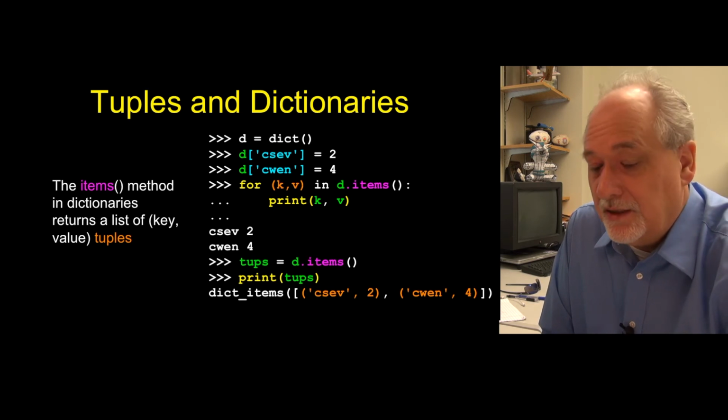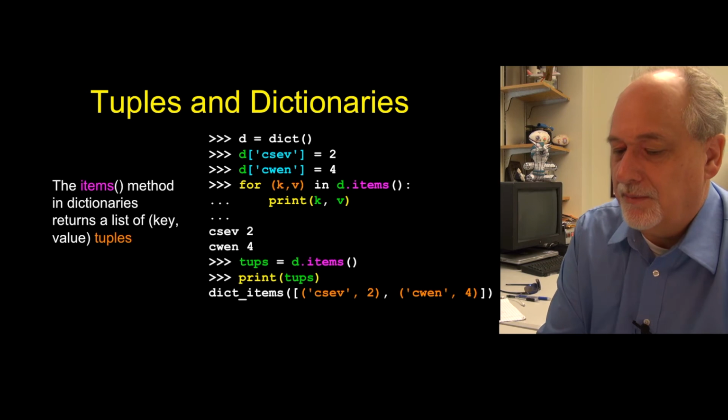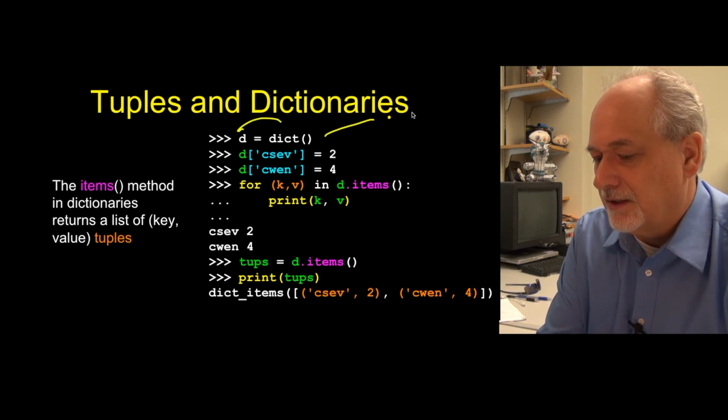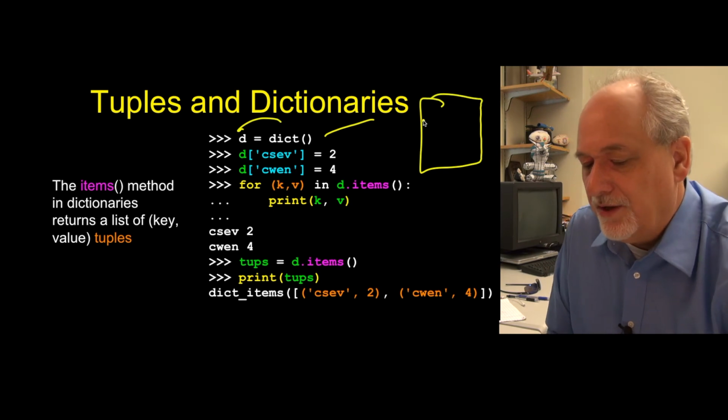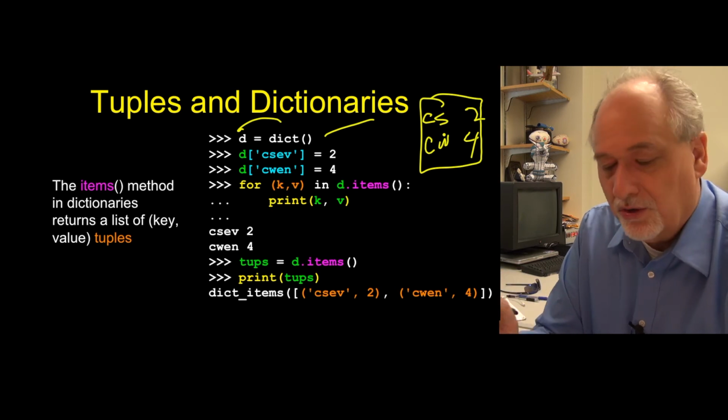Tuples are also related to dictionaries, as we've seen in the previous chapter. So here we make a little dictionary. We make an empty dictionary by constructing an empty dictionary, stick it in D. So D is sort of like this place that can hold key value pairs. And we put csev, and there's a 2 in there, and chen-wen, and there's a 4 in there. So we have this associative mapping between csev and 2 and chen-wen and 4, all stuff we know.